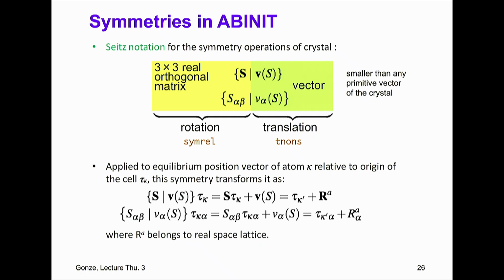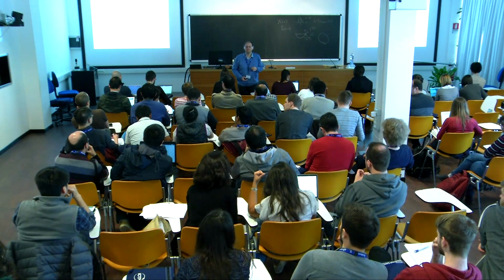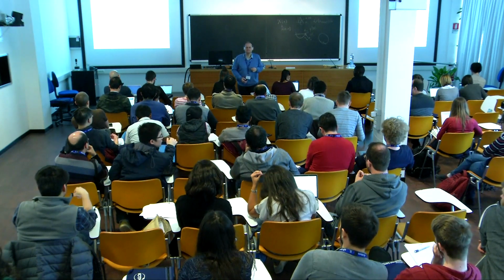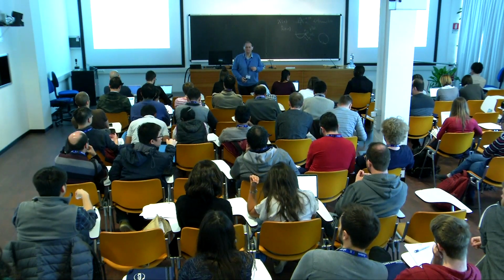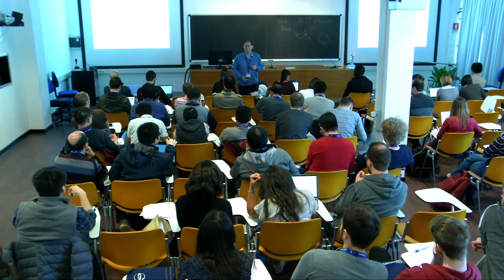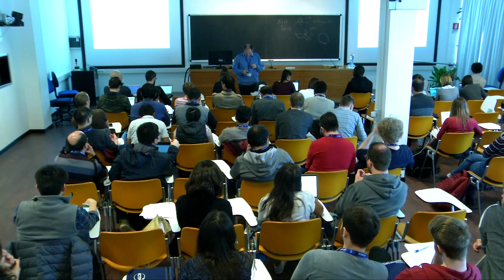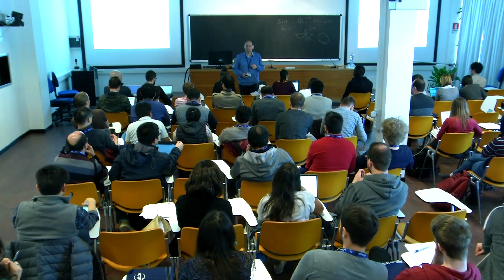Yes? I would like to know if the algorithm that finds the symmetries in ABINIT finds, for example, the center of inversion if it is not exactly at the center of the cell. For example, if I translate my crystal by... Yes, we find it. Yes.